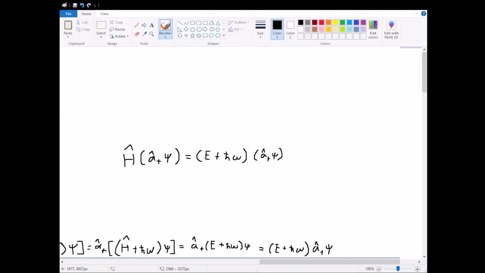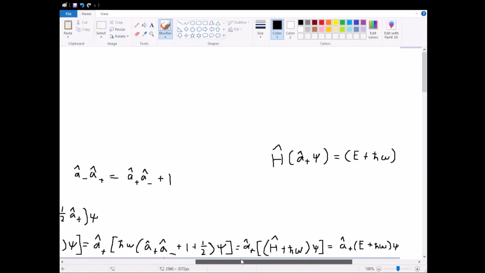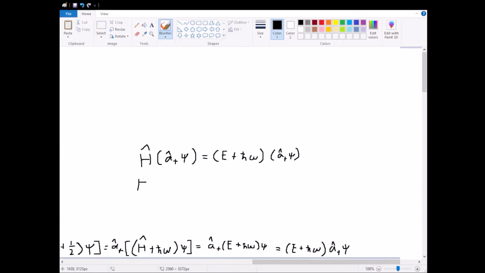So we have proven that given that psi is a solution that corresponds to energy E, then a hat plus times psi is a solution that corresponds with E plus h bar omega. And as it turns out, if we do an exactly identical process, but instead this time use a hat minus, then we'll get that the a hat minus expression is going to be equal to E subtracted by h bar omega times a hat minus times psi.